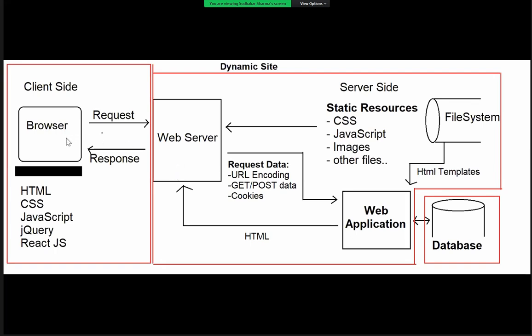On the client side, we will use React to communicate with the server-side application. The client-side React app communicates with the server-side application, and the server-side application communicates with the database. This is the basic architecture, and we are going to implement it now. Let's see how we can do this. First, we need to keep the database ready.